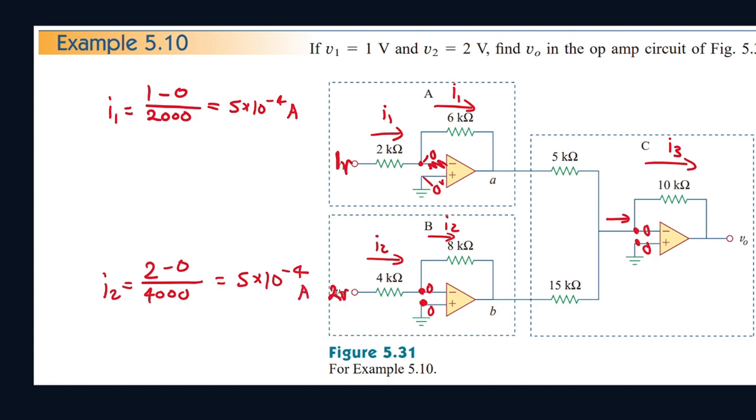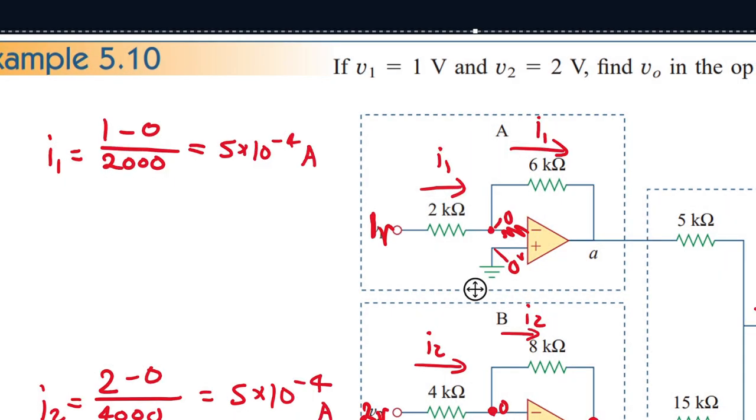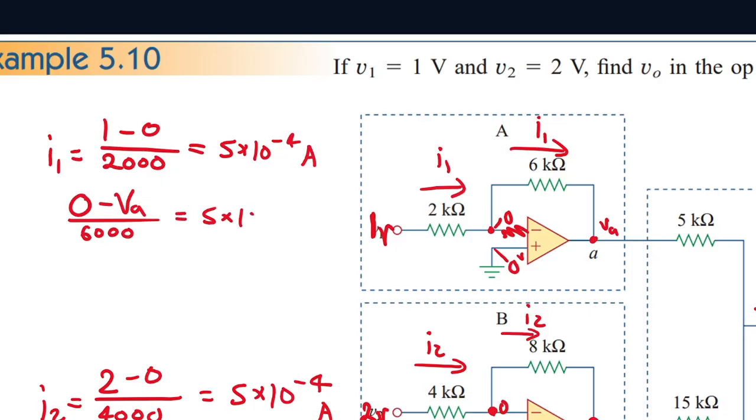We can use that information to find the voltage at this region, because since we know the voltage here, this minus this all over this should equal this. So let's do the first part. Let's call this VA. 0 minus VA all over 6000 will be equal to 5 times 10 to the minus 4, which is I1. And that makes VA equal to minus 3 volts.